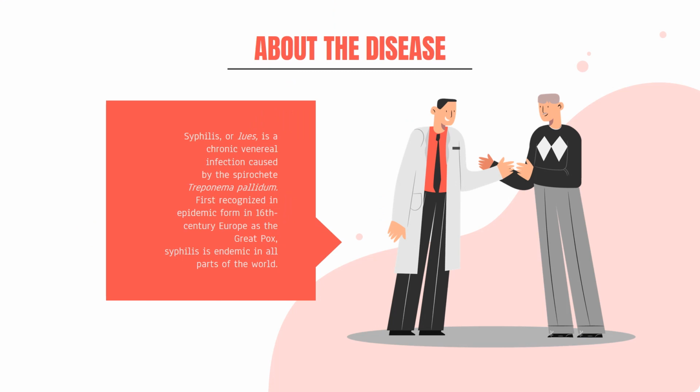So syphilis or lues is a chronic venereal infection that is caused by Treponema pallidum, which is spiral in shape, so it is also known as a spirochete. It was first recognized in epidemic form in 16th century Europe as the Great Pox. Syphilis is endemic in all parts of the world.